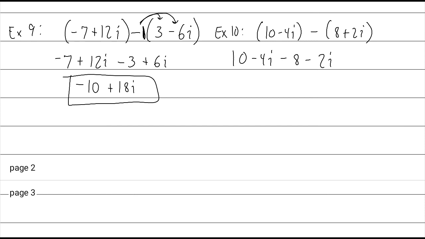10 minus 8 is 2. Negative 4 minus 2i is negative 6i. So 2 minus 6i. All right. So we've added and subtracted complex numbers. Let's go on to multiplication.